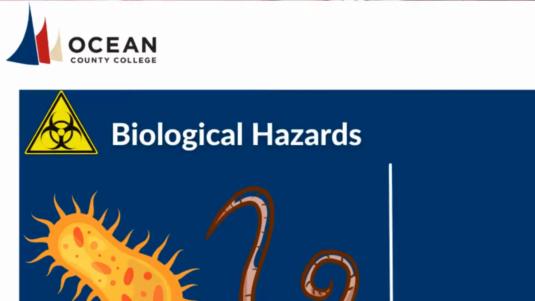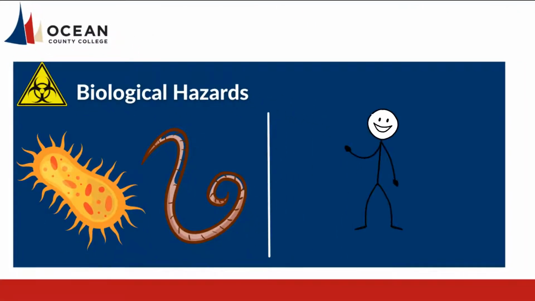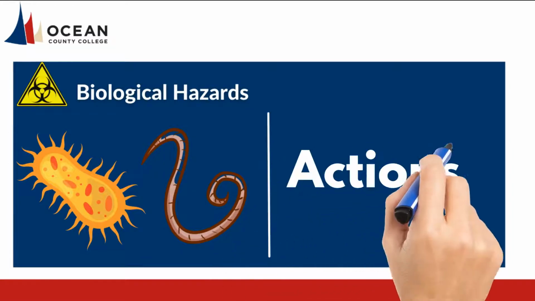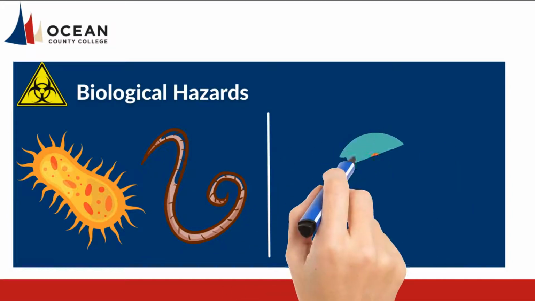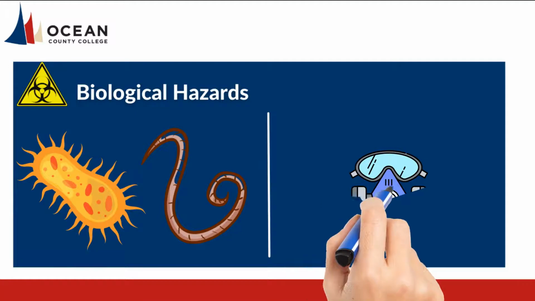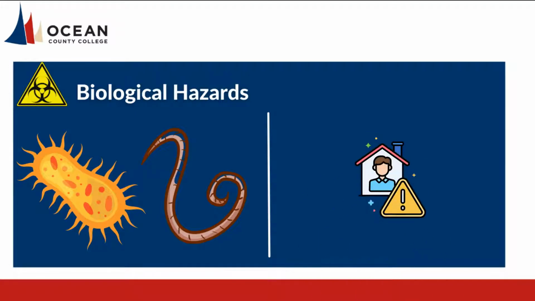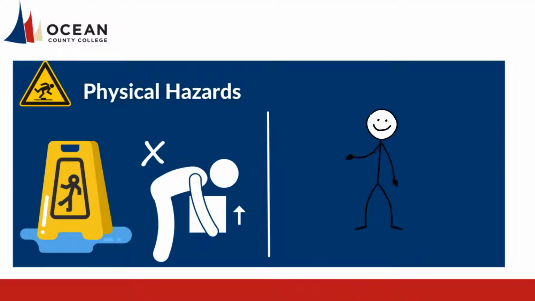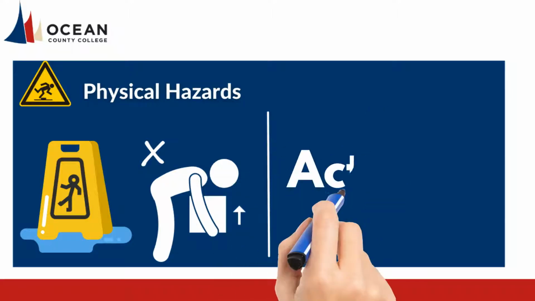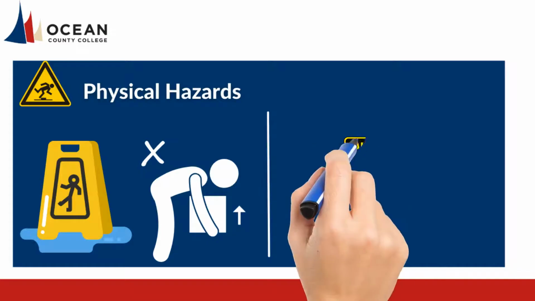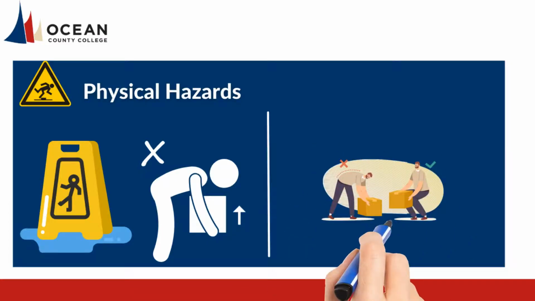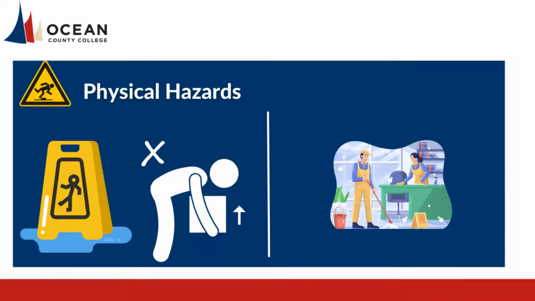accidents or injuries. Biological hazards refer to infectious agents, including airborne or blood-borne organisms such as bacteria and viruses. Actions to prevent injuries include handwashing, universal or standard precautions, personal protective equipment, and isolation procedures. Physical hazards include wet floors, heavy lifting such as boxes and patient transfers. Actions to prevent injuries include avoid running, watch for wet floors, bend your knees when lifting heavy objects or transferring a patient, and maintain a clean, organized work area.